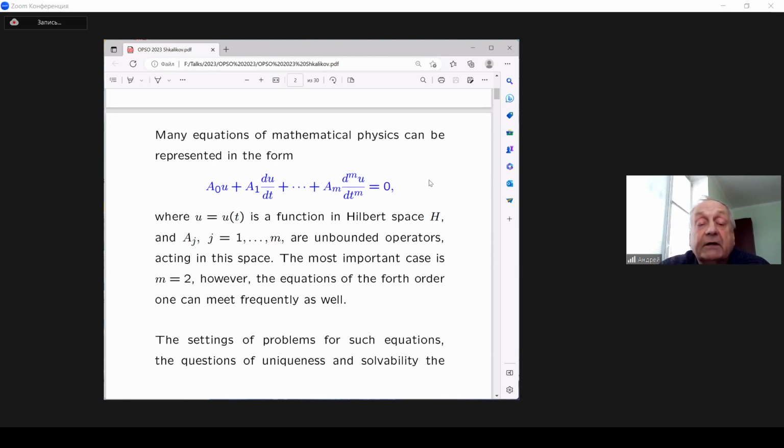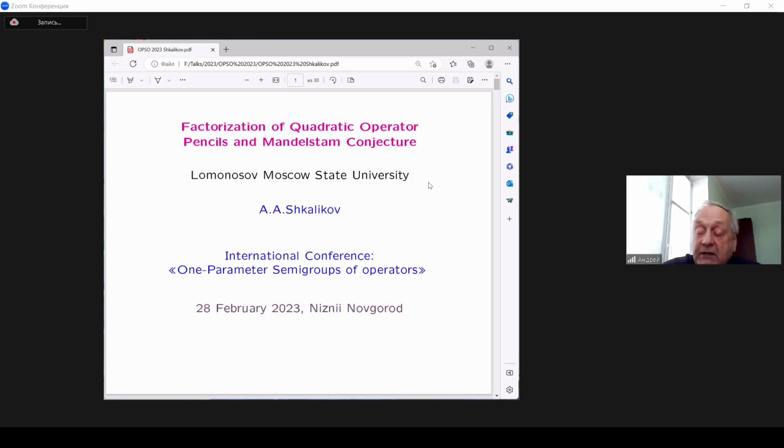So first consider the equation colored in blue. Here u of t is a function in Hilbert space H, and A_j are unbounded operators in Hilbert space, acting in this space. The most important case in applications is certainly m equal to 2. However, equations of the first order one can meet frequently as well.